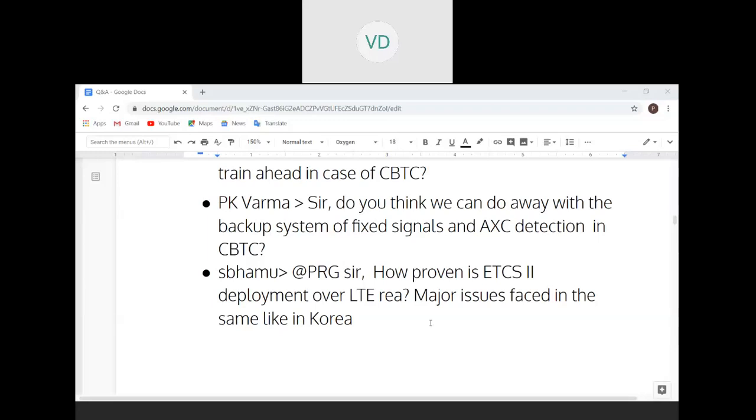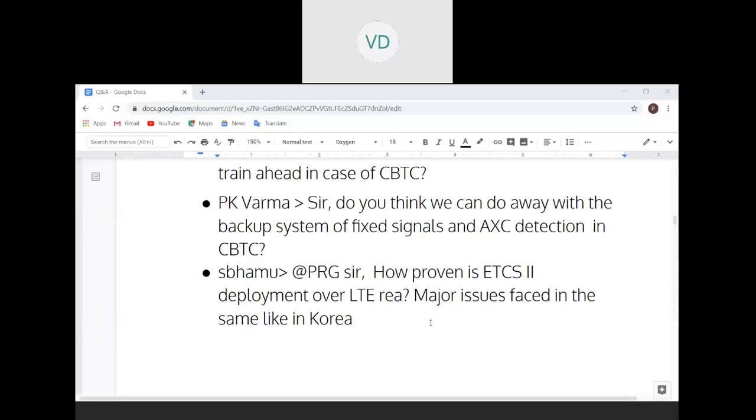And then a question from Mr. Bamu. Sir, is ETCS deployment over LTE-R? Experiments are going on. Now our own experiment will be taking place. We will know when it comes. LTE will succeed. I don't think there is any reason why it should not succeed.